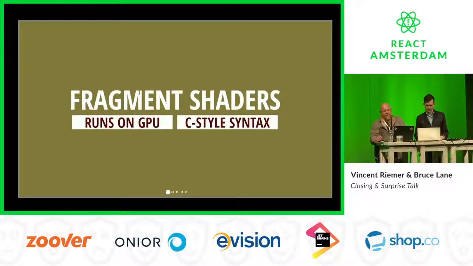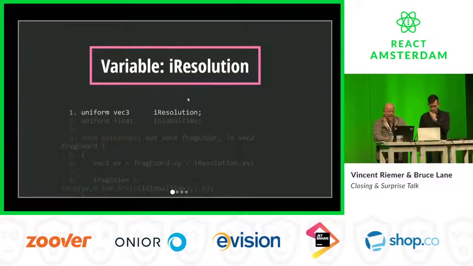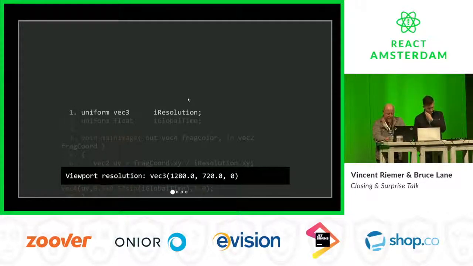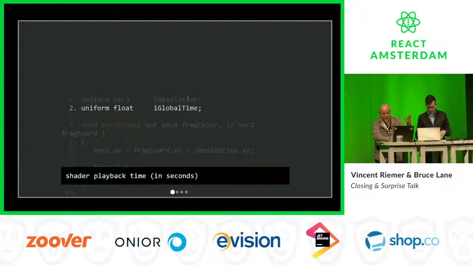So to do that, we create some fragment shaders, which has a C-style syntax, or a bit like JavaScript also. And they run on the GPU, so you get the maximum performance. So I'm going to show you some fragment shader examples. So the uniform variables are variables that come from the CPU and which are used to control the visuals. Like here, we've got the resolution of the canvas, which could be like this. Then you can have also a variable called iGlobalTime, which is the time since the start of the canvas rendering.